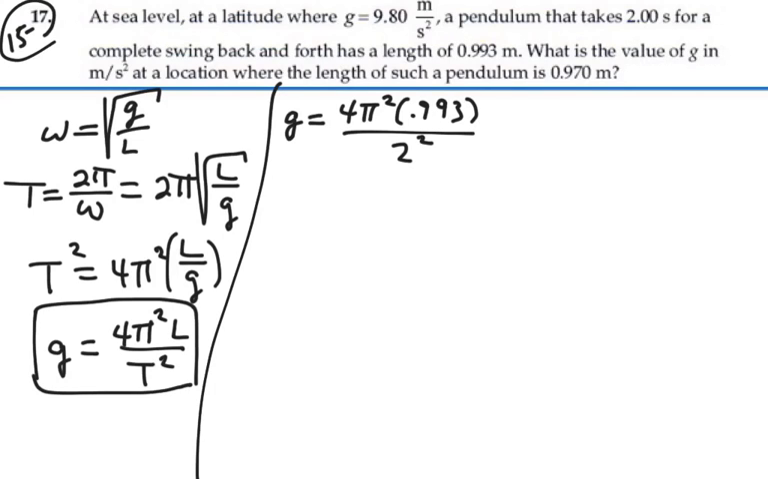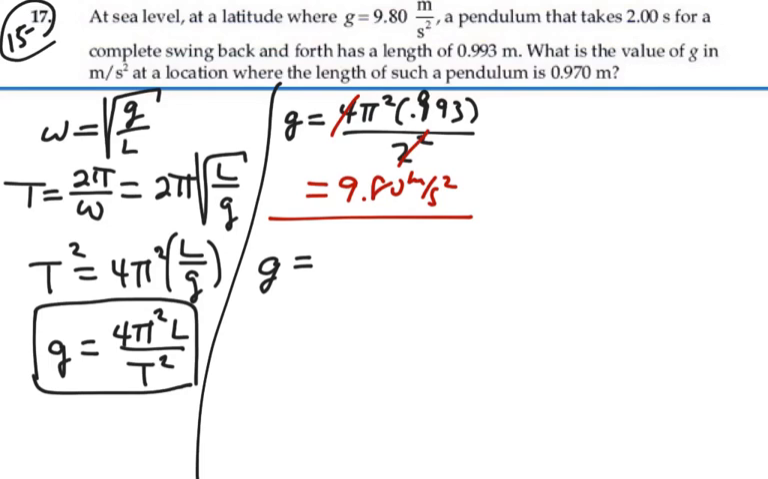Square that. So the 4 and the 2 squared cancel out. So I have pi squared times 0.993, and that is indeed 9.80 meters per second squared. So that assertion was correct. Nice to know. Okay, now we want to know what g is when the length is 0.970.